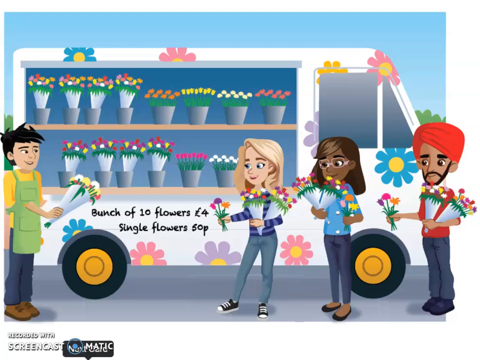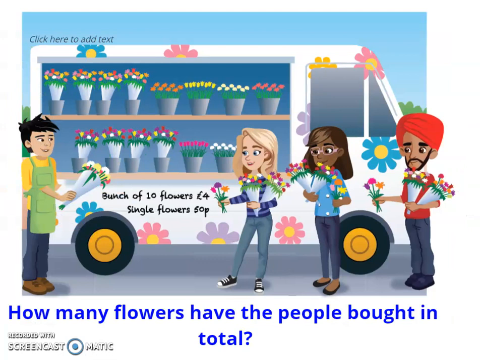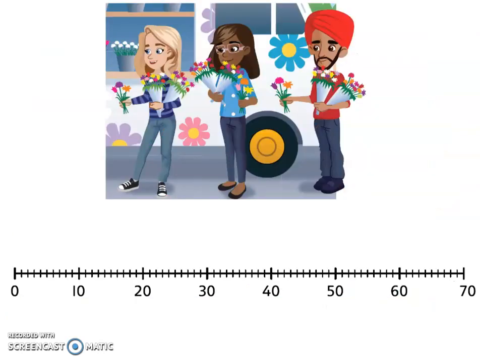Excellent work. So now we're going to focus on that first question and look at the methods we're using. How many flowers have the people bought in total? For this one, we're going to be using a number line. So I've cheated a little bit. I've already got a number line ready, but I could have drawn this freehand quite simply. In this instance, we can see that we have 1, 2, 3 people. Each person has got 2 bunches of flowers, and we know that each bunch of flowers contains 10 flowers, and then 3 individual flowers. So what I'm simply going to do now is add those together.